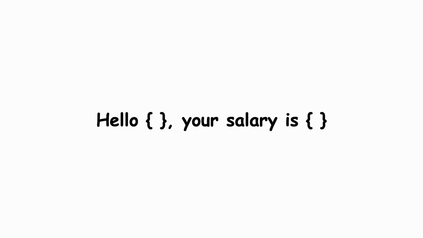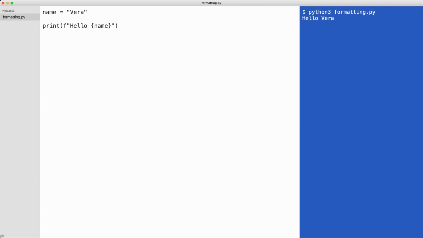F-strings can contain more than one placeholder. Let me show you. I create a variable for the salary, and print it. I execute the code. Now the name and salary are inserted in the text.